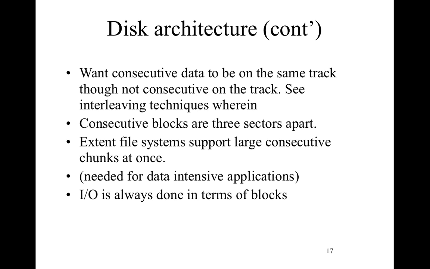So going back to this disk architecture, we want the consecutive data to be on the same track. We don't want to go in between different layers. We want it all on the same track, same location. We don't want consecutive blocks that are three sectors apart. We want to group things together. This is the old-fashioned way of doing it. Extend file system support with large consecutive chunks at once. Needed for data-intensive applications. That was always done in terms of blocks.